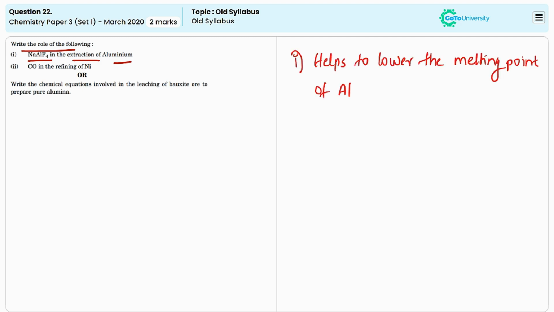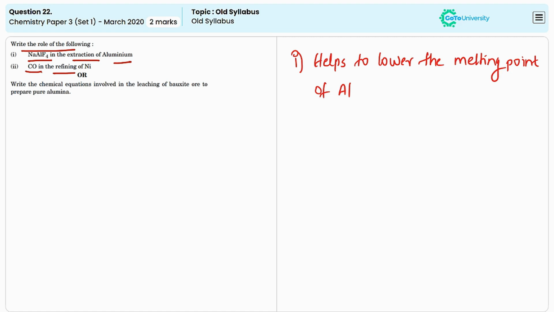and it helps in lowering the melting point of alumina. It makes the electrolytic process more efficient by lowering the melting point. It reduces the energy required for the electrolysis. And another one we can say it also helps in stabilizing the molten electrolyte, which ensures a consistent and effective electrolytic reaction. And the second one is carbon monoxide is used for the refining of nickel.